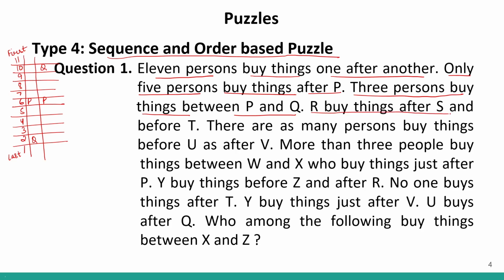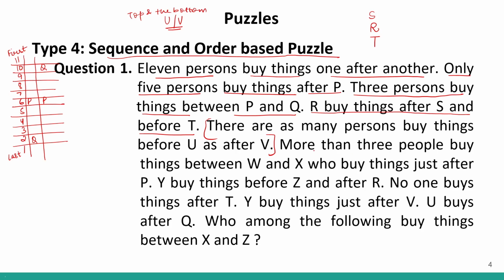Now R buys things after S and before T. Okay? Now, there are as many persons who buy things before U and after V. So basically these types of statements mean that U and V will have the same position from the top and the bottom. Correct? We have already discussed information like this.